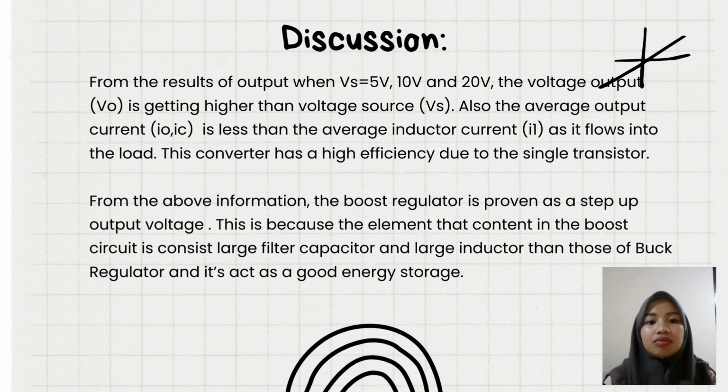Also, this converter has a higher efficiency due to the single transistor that I'm using in the MATLAB simulation. From the above information, the boost regulator is proven as a step up voltage, because the elements contained in the boost circuit consist of a large filter capacitor and a large inductor, unlike those of the buck regulator, and it produces a higher output compared to the buck regulator, which steps down the voltage. And the large capacitor and inductor act as a good energy storage.